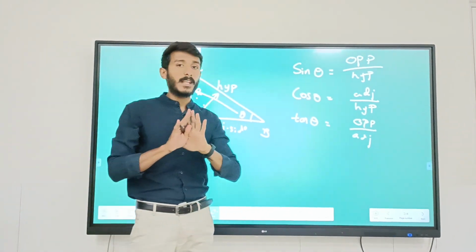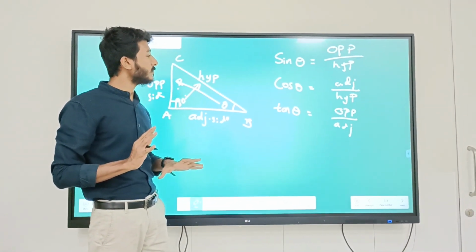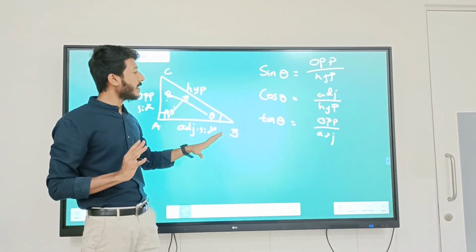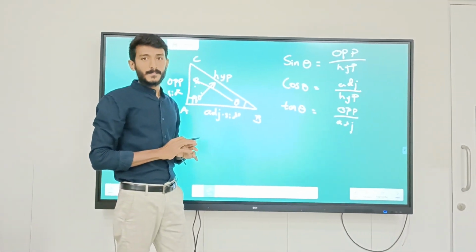Right now I am not dealing with the reciprocals of sine, cos and tan, but I am going to deal with the application of trigonometry by using the tan, sine and cos functions.